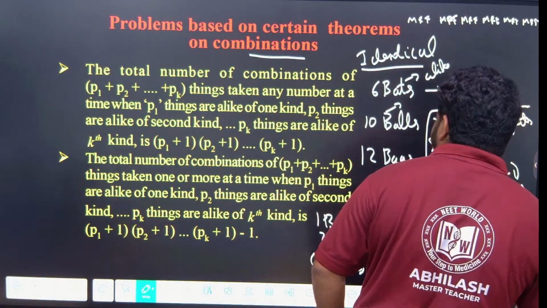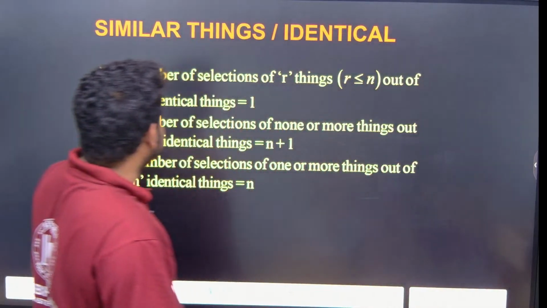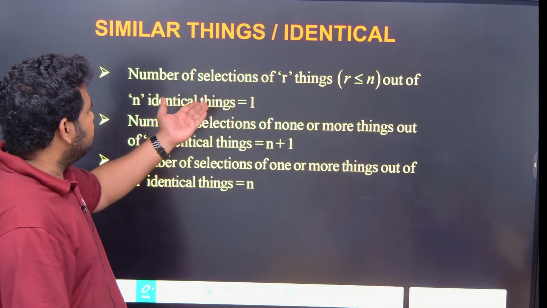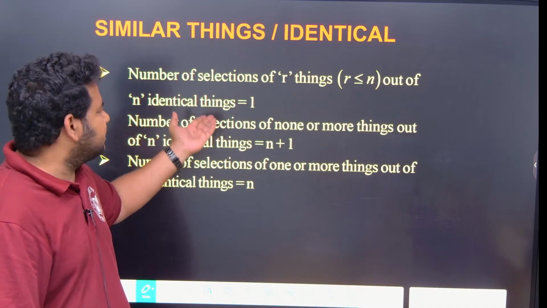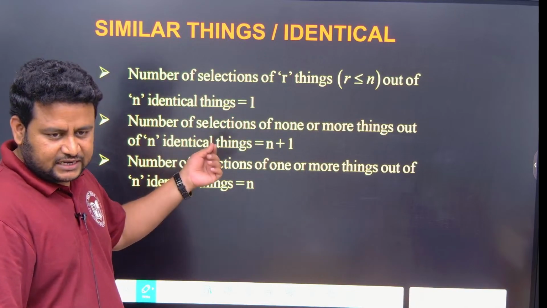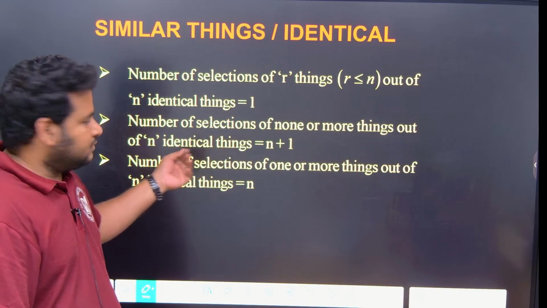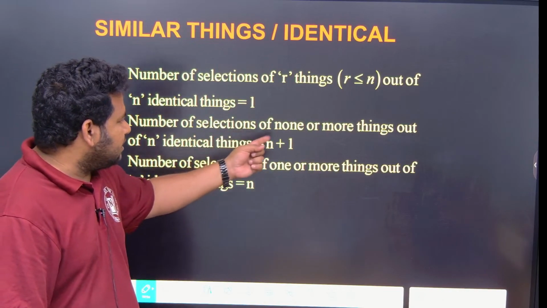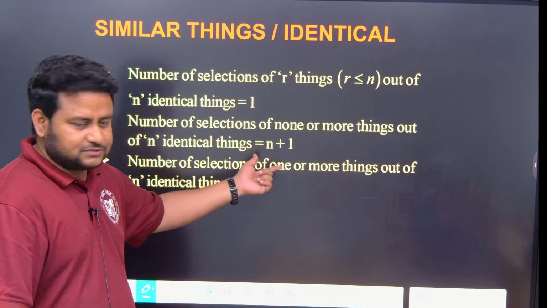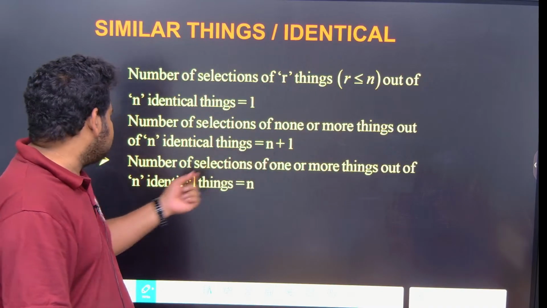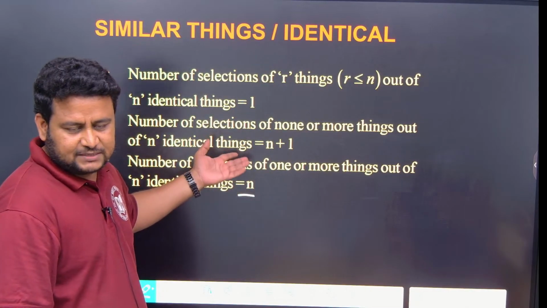Okay. Next thing. Similar things. That is what is given. See here, number of selections of r things out of n identical things. Selection of r things out of n identical things is what? 1. Okay, n identical things are there. Out of that r you have to select. Okay, it is what? 1. Number of selections of none or more things out of n identical things is n plus 1. Number of selections of one or more things out of n identical things, that is at least 1, is n. Okay, that is what I simplified, I wrote it.